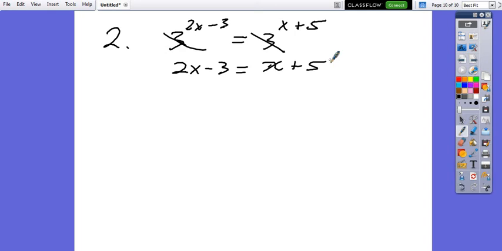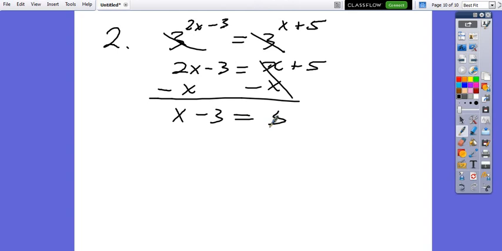I'm going to subtract x from each side. So x minus 3 equals 5. Now I'm going to add 3 to each side. So x equals 8. So my final answer is 8.